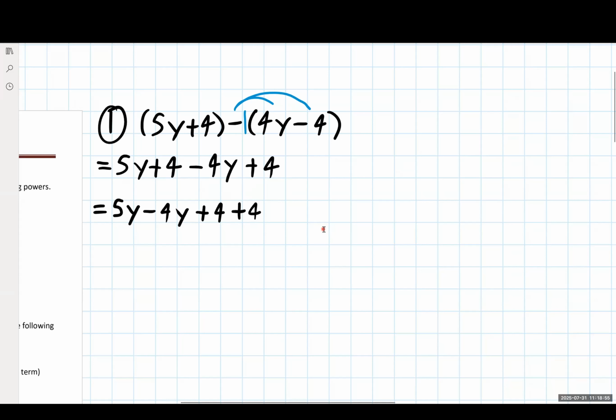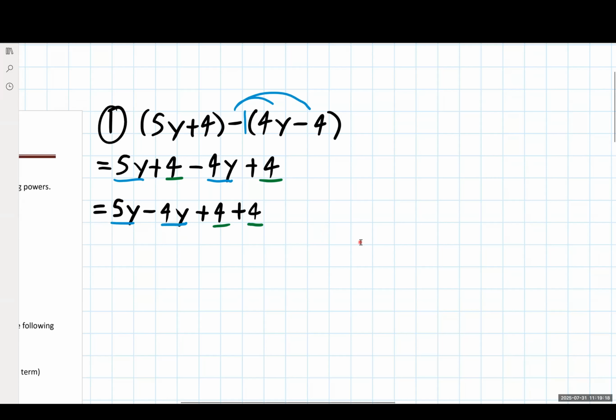Some people also like to write these things with some underlines or circles or different colors. They'll say, here's my like terms, different color. Here's some other like terms. And now I have the like terms written next to each other, and it's easier to see what things will combine together. So I have 5y minus 4y.